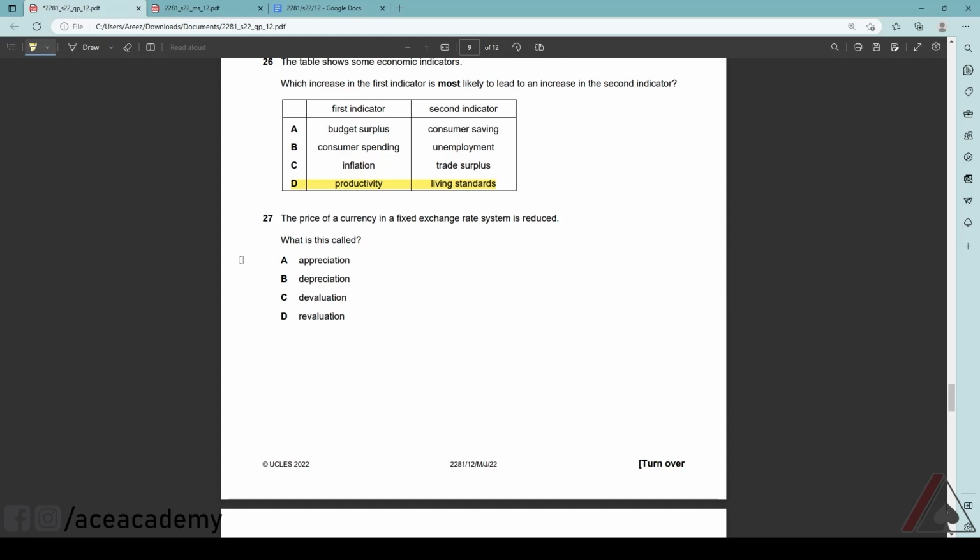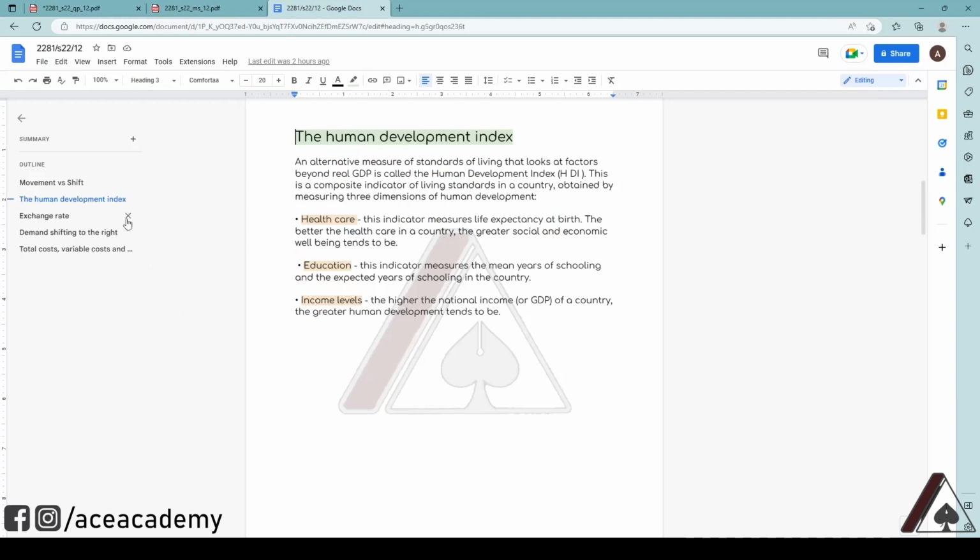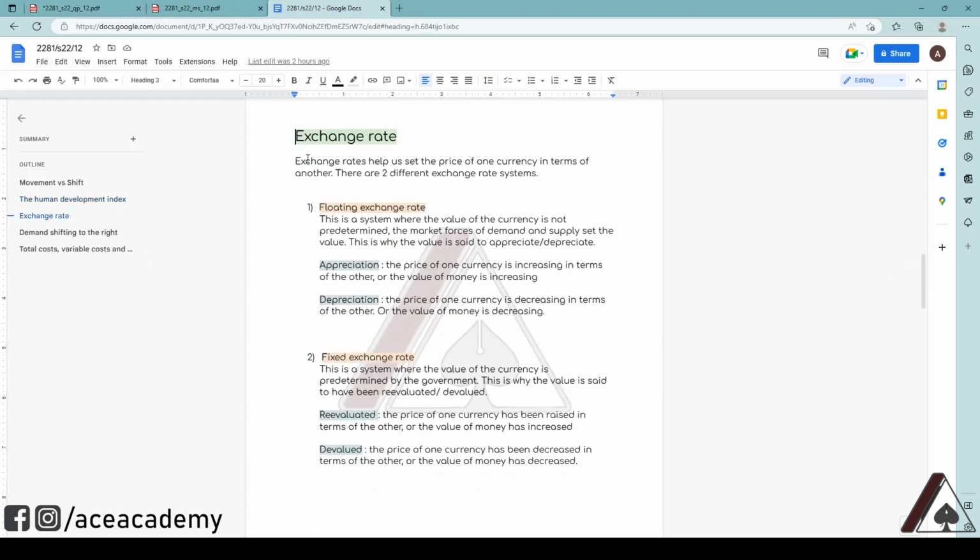However, a lot of students get confused between the terms appreciation and depreciation, and devaluation and revaluation. All right, for this, we're going back to the doc, right? The exchange rate is where you measure the price of one currency in terms of another currency or a basket of other currencies, right? And there are two ways you can do this. One is the floating exchange rate, and the second is the fixed exchange rate.